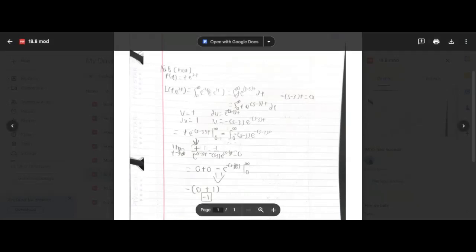So essentially, for 18.8, I just solved for the Laplace of t e to the 3t. So, plugging into the Laplace transform, what it will give me is the integral from 0 to infinity of e to the negative st times t e to the 3t, which just becomes t e to the 3 minus st dt. I always forget the dt's.